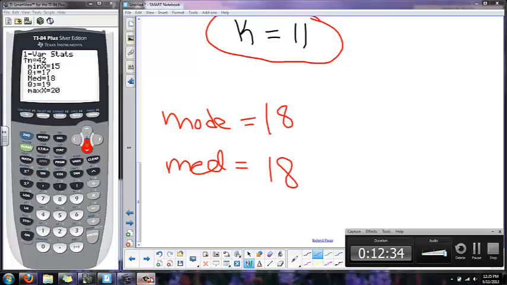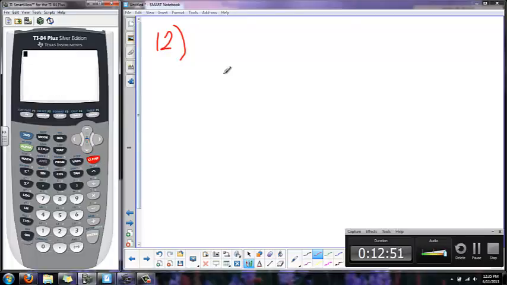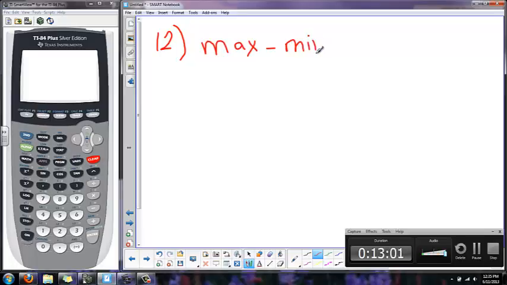Okay? Wow, that took a long time. Alright, number 12. What is the range of the following data? Now, if you think back to what I taught you before, there's two different things that you could be asked. You could be asked the range, and the range is the max minus the min. You're just pretty much being asked the range of all of your values from the highest to the lowest.